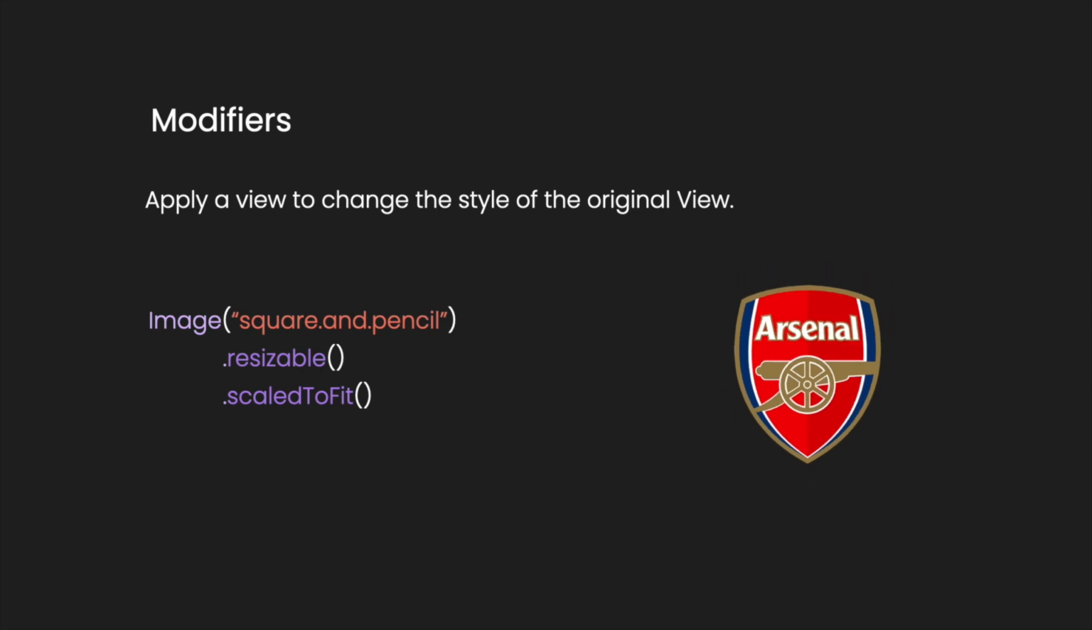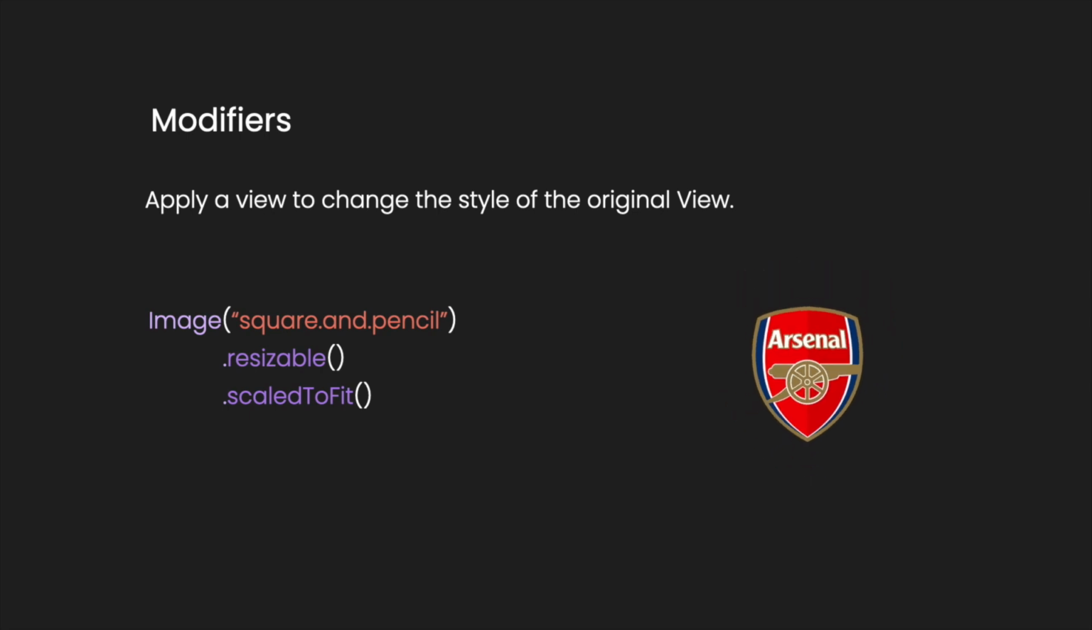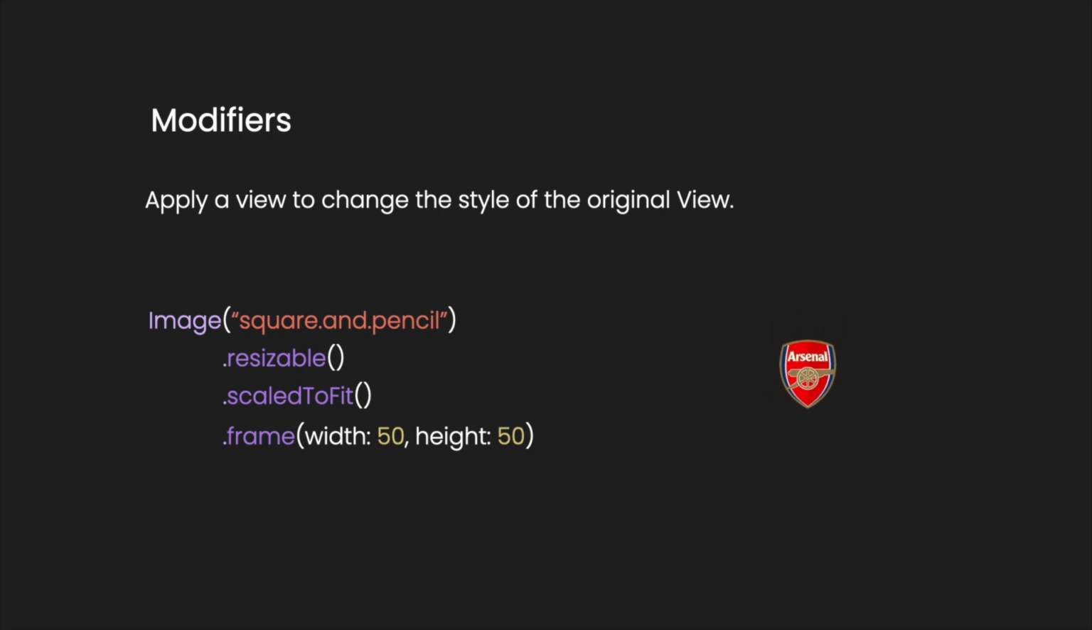So you'll see now the image will reduce in size. And then to take this one step further, we could reduce the size of this image so that it scales to fit within the bounds that we specify. In this example, we specified that we want the frame width and height to be 50 by 50. So now the image is scaled down to 50 by 50.